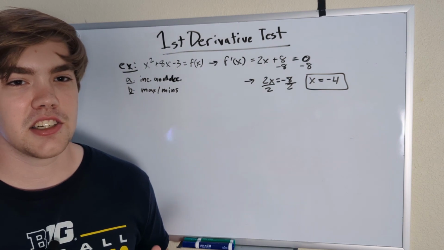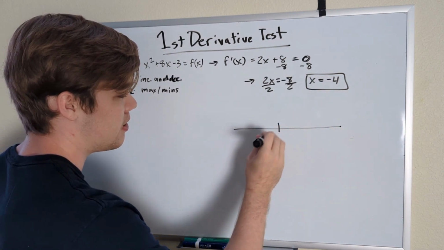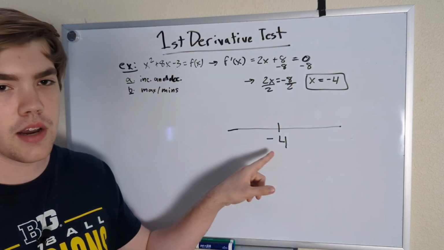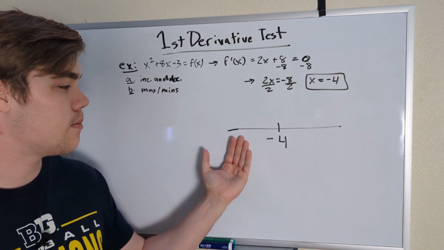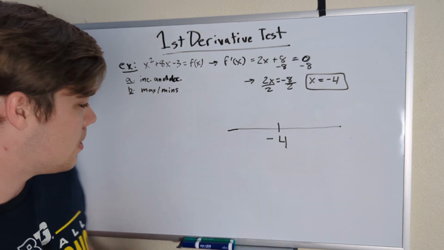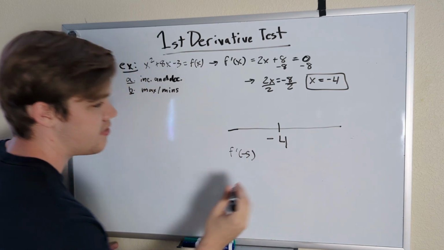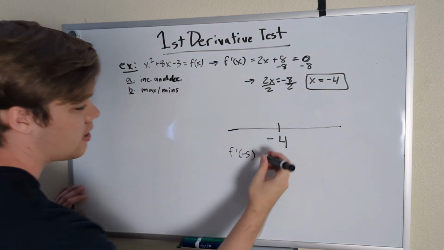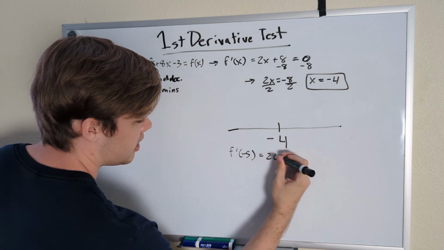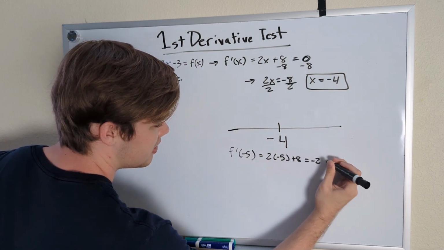So our sign chart is actually super easy to draw. Since we only have one critical point, we just have to put -4 here. And also, since we only have one critical point, we only need to test one number on the negative side and one number on the positive side of -4. So let's do that. First, let's plug in f prime of -5 and figure out if it's increasing or decreasing. This is equal to 2 times -5 plus 8, which is equal to -2, and obviously that's negative.